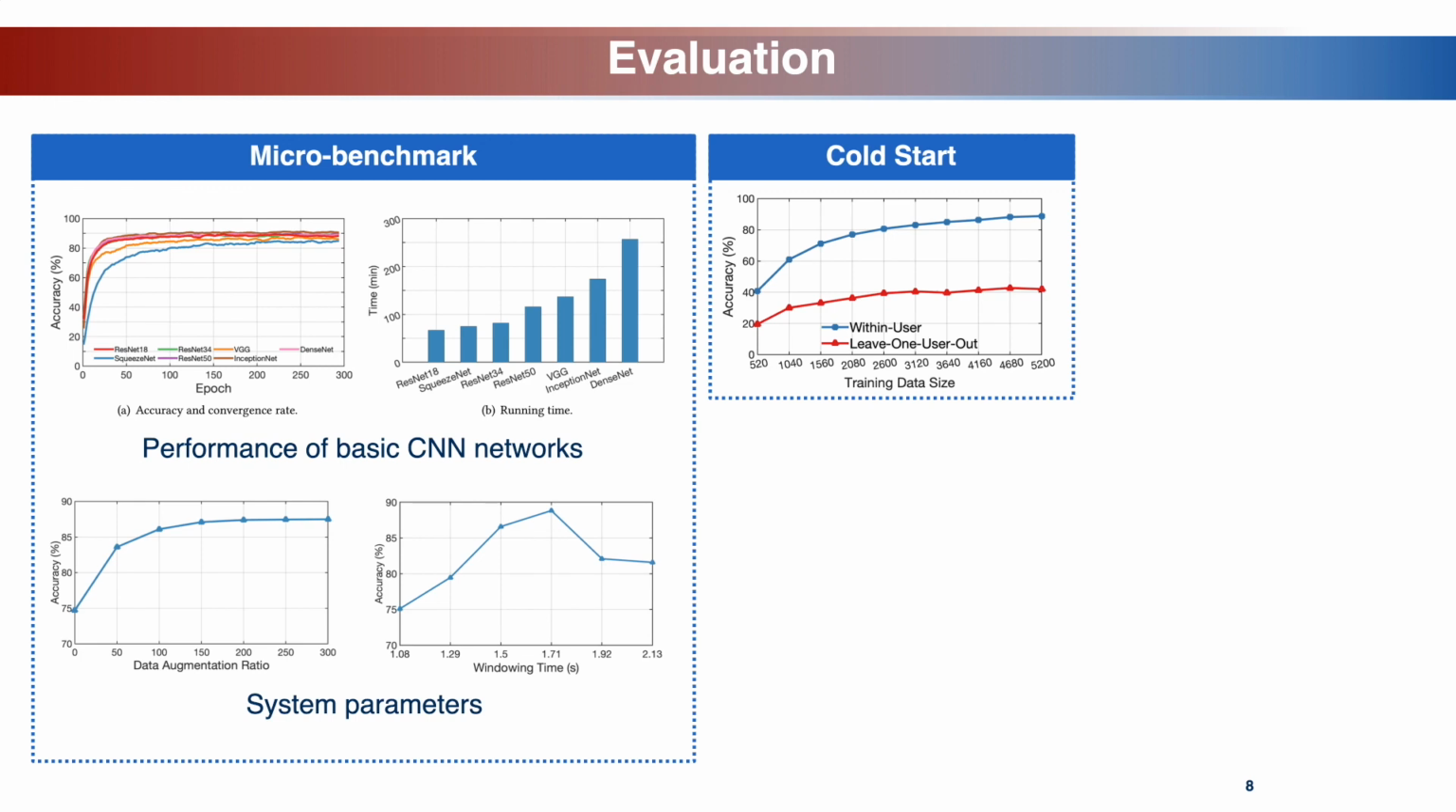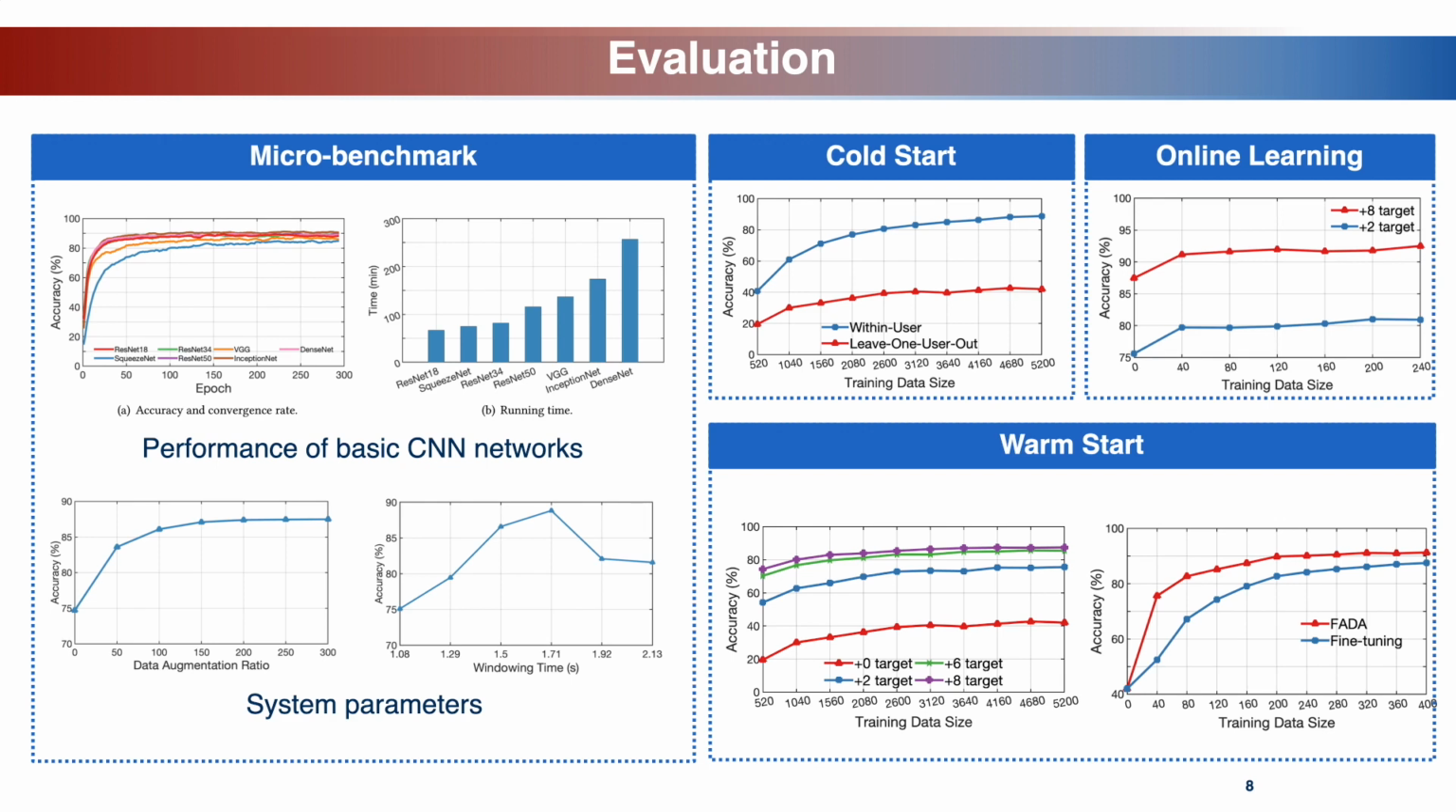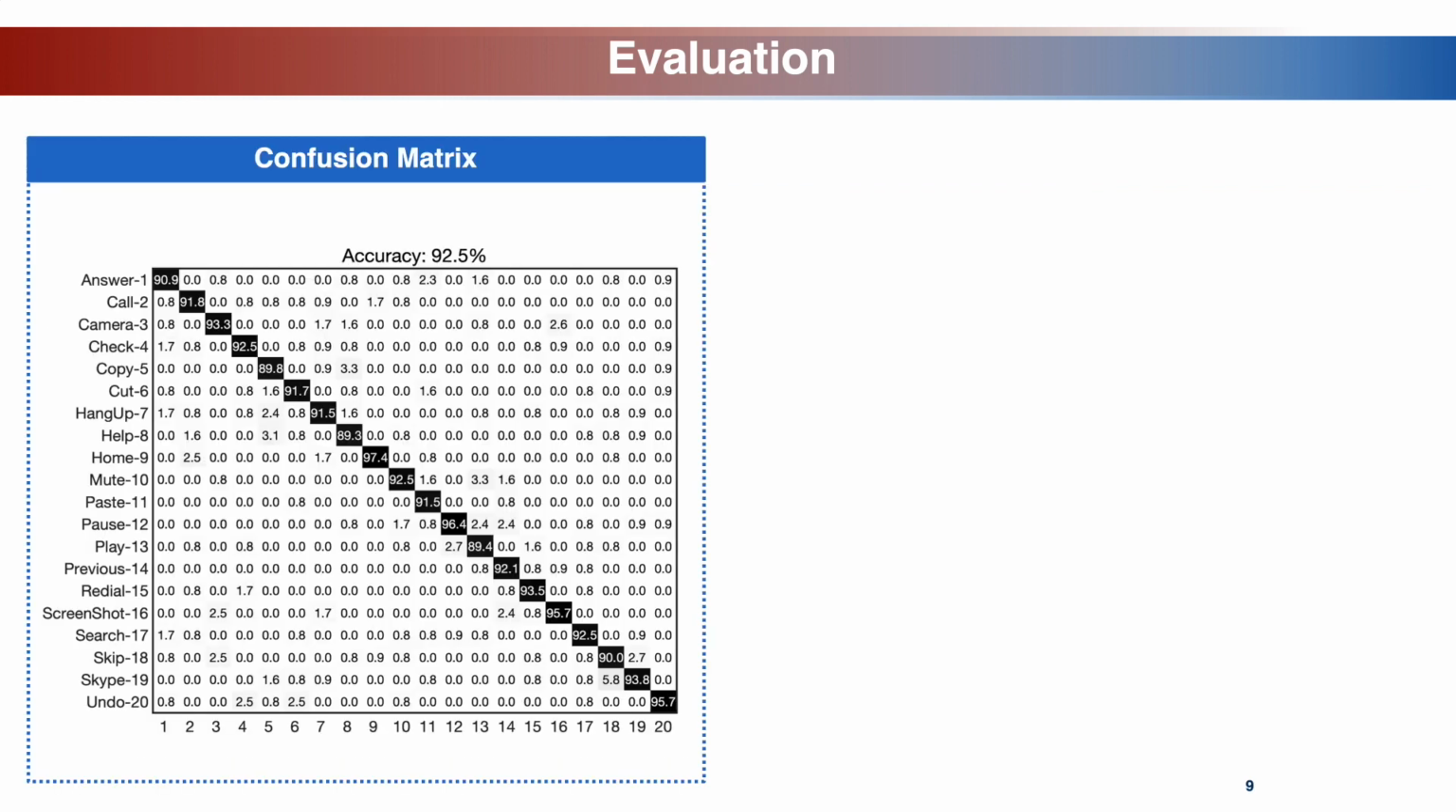Although within-user accuracy reaches 90%, it shows only 40% accuracy for unseen users, indicating significant user difference. Our warm start scheme can greatly improve the performance with few training data from unseen users, to mitigate the user difference. Our online learning scheme can gradually improve the accuracy and adapt to users' habit change. The overall accuracy of 20 commands is 92.5%.